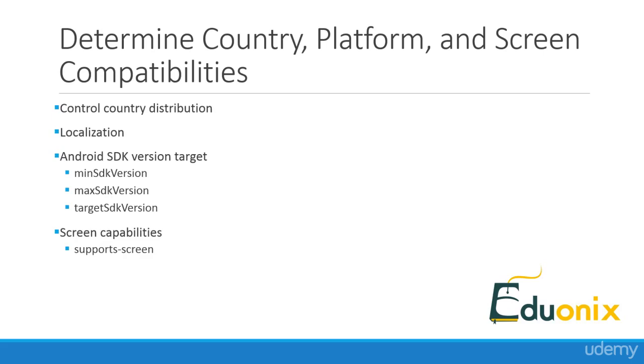In the Android manifest, you can also declare which screen sizes your application supports by declaring the Supports Screens property. This can include options like if the application supports small screens, normal screens, large screens, and/or extra large screens.